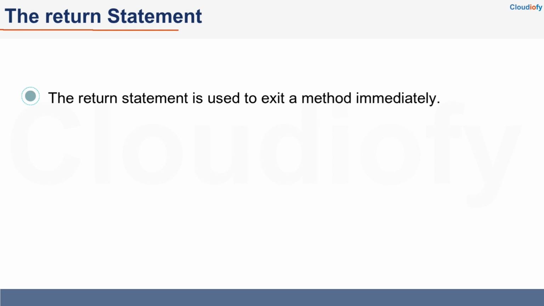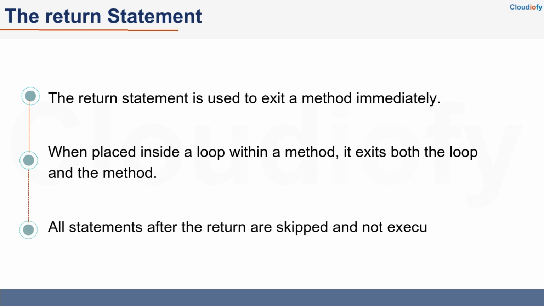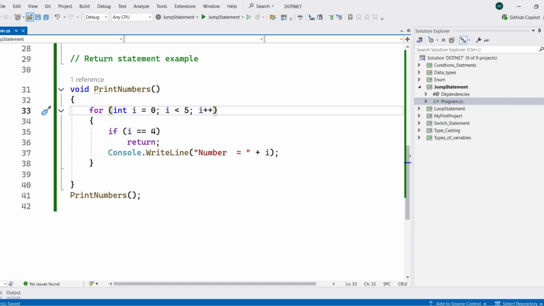The return statement is used to exit a method immediately. It stops the function right there and no further lines inside it are run. When placed inside a loop within a method, it exits both the loop and the method. As soon as return runs, the whole method ends, not just the loop. All statements after the return are skipped and not executed. The code after return doesn't run at all. It's ignored completely.